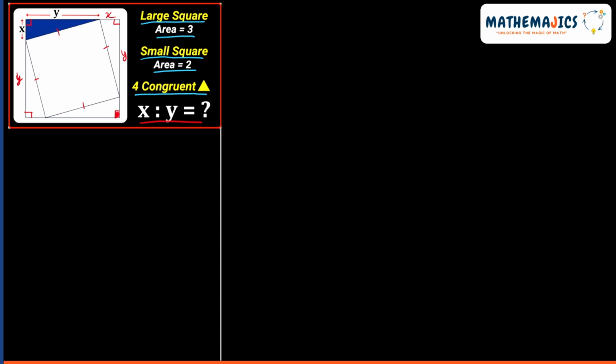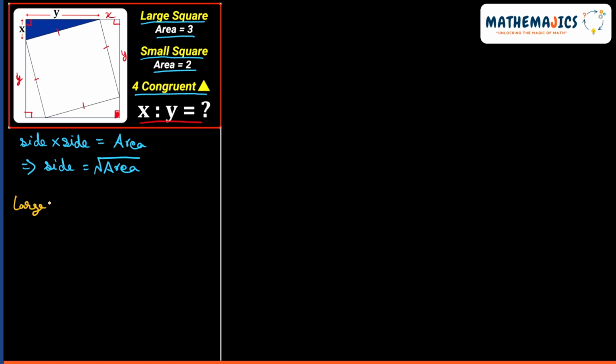Let's start from the very basic. Side times side gives us the area of square. Yes, this is the area of square. So what will be the side of any square? It is the square root of area. Correct? Now, let's find the side of the larger square.